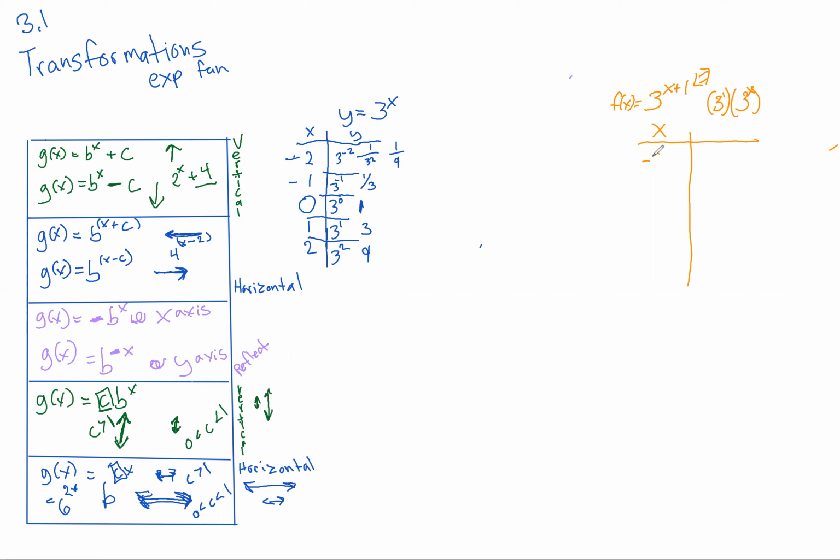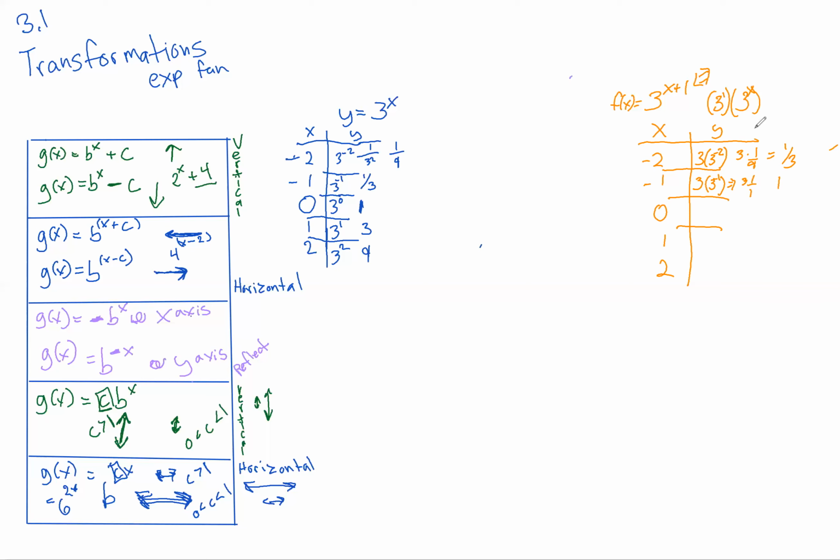X, we've got -2, -1, 0, 1, and 2. Part of the reason that I do that is I've already got 3 to the -2, right? Because I've got 3 times 3 to the -2. Well, earlier I figured out that 3 to the -2 is 1/9. So this is 3 times 1/9, or 1/3. So when my x is -2, my y is 1/3. This is 3 times 3 to the -1, which is 3 times 1/3, or 1.